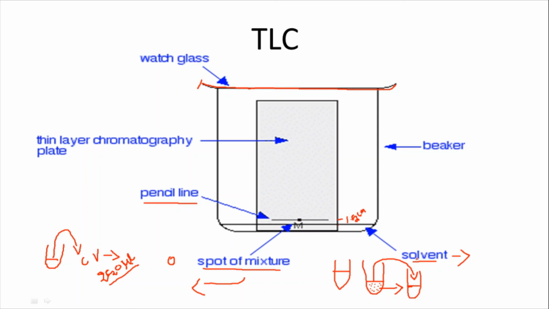Please keep this in mind. This is a beaker. You should always take glass beakers, which are better because you can easily find out where the mobile phase migrates. This is the thin layer plate. We can study later how we make a thin layer. And also the watch glass. This is used as a lid for the beaker.